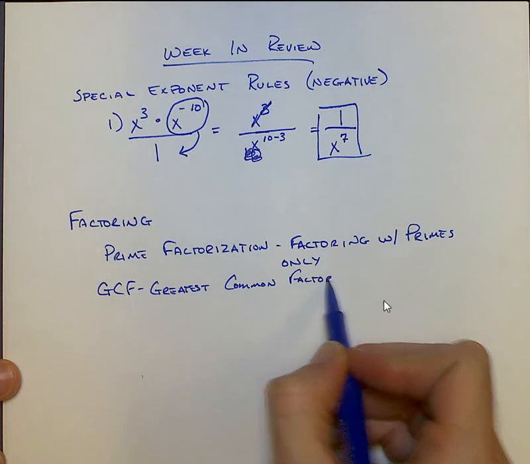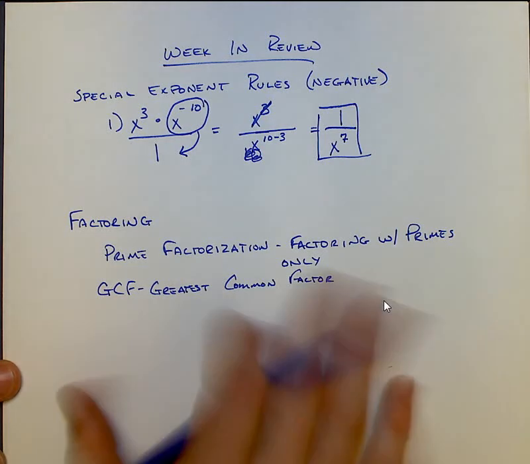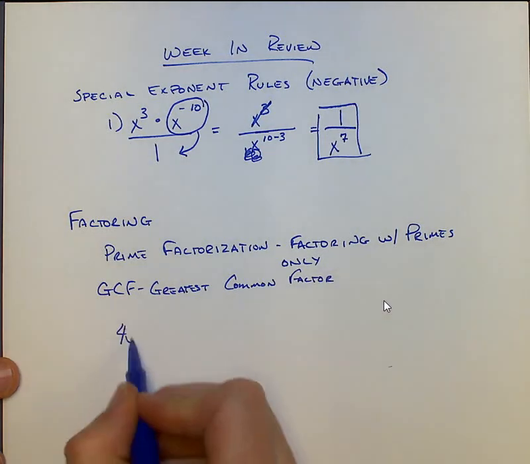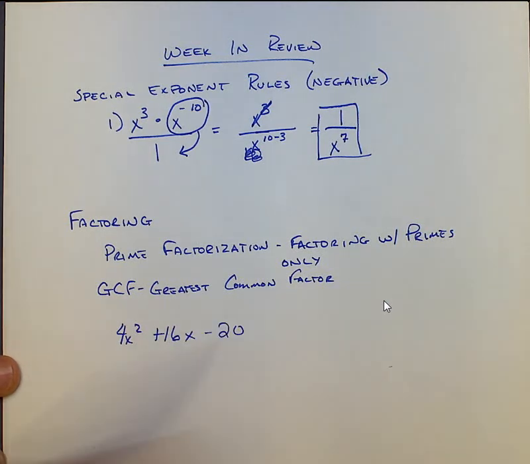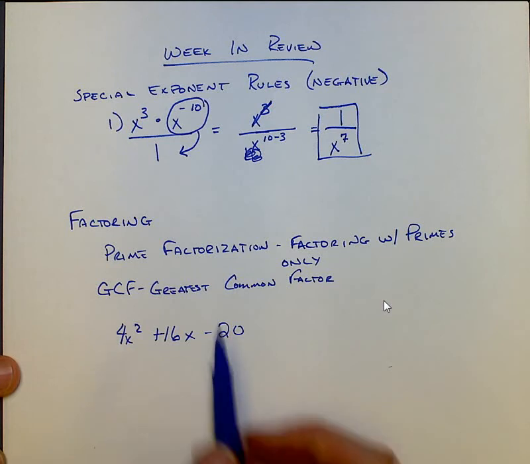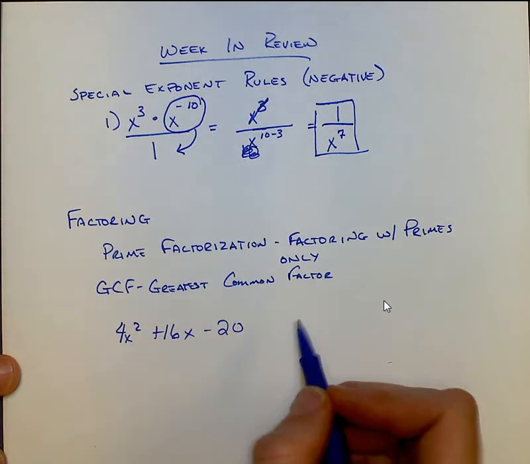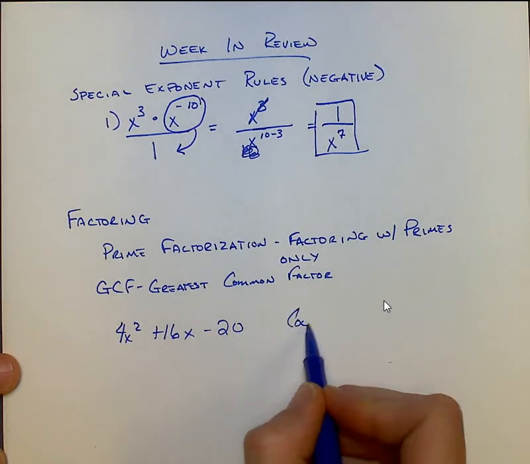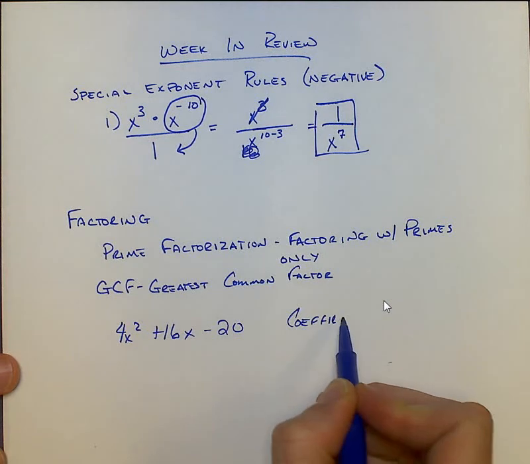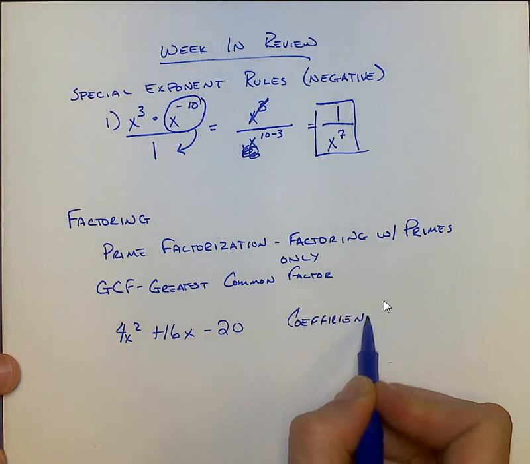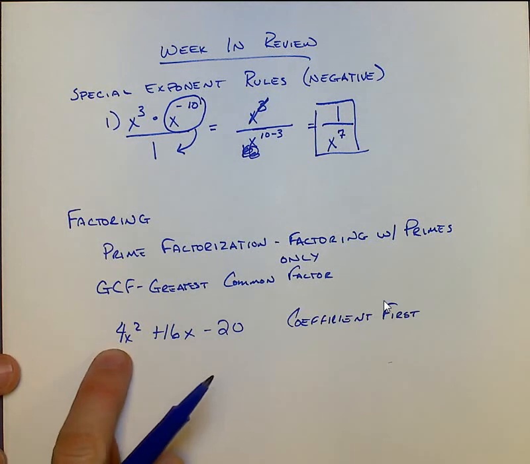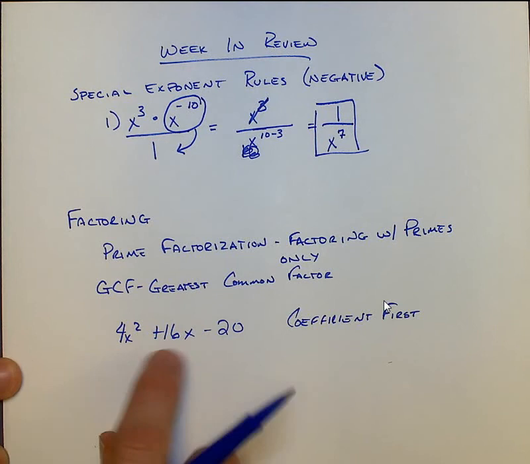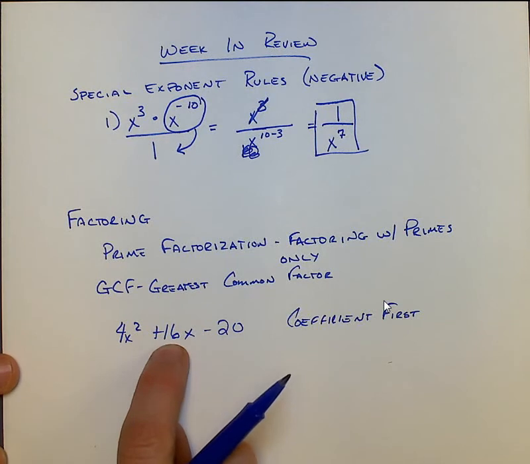So if I had, let's say, 4x squared plus 16x minus 20, what I could do is look at the coefficient first. And remember that the coefficient is the number in front of the variable. So I'd look at this 4. And my factors of 4 are 4 and 1 and 2 and 2. My factors of 16 are 4 and 4.